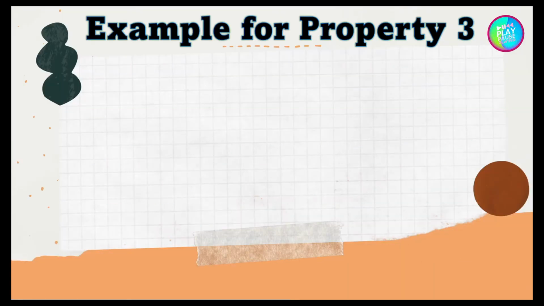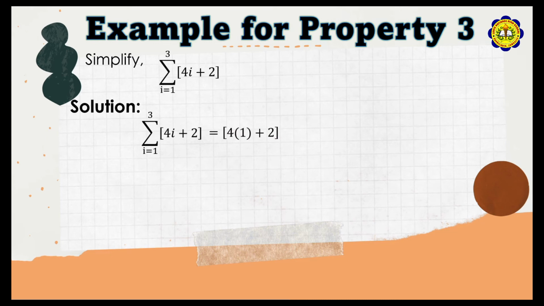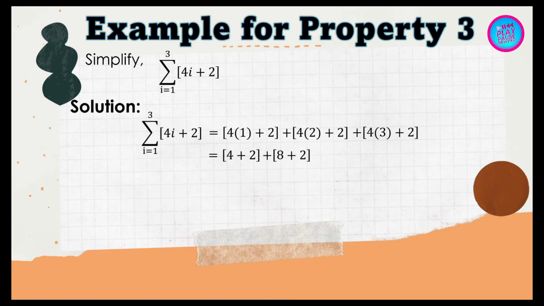Let us have the given example. Simplify the summation of 4i plus 2 from i equals 1 to 3. To solve, we substitute the values of i from 1 to 3: 4 times 1 plus 2, plus 4 times 2 plus 2, plus 4 times 3 plus 2. That is 4 plus 2 is 6, plus 8 plus 2 is 10, plus 12 plus 2 is 14, and the answer is 30.